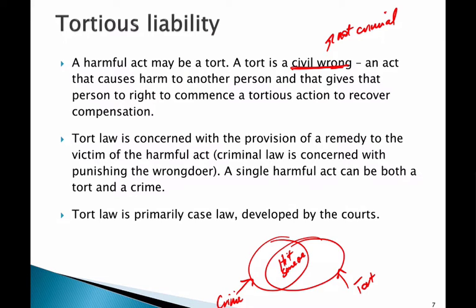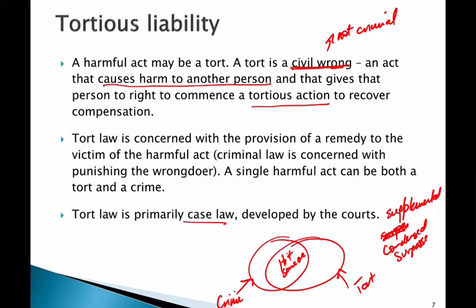But if we have an act that causes harm to someone, then the person might be able to commence a tortious action against us. Generally, tort law comes from case law. Okay, so it has been developed over time by the courts, but it is now clearly in some areas like negligence condensed and surpassed by legislation in some areas.